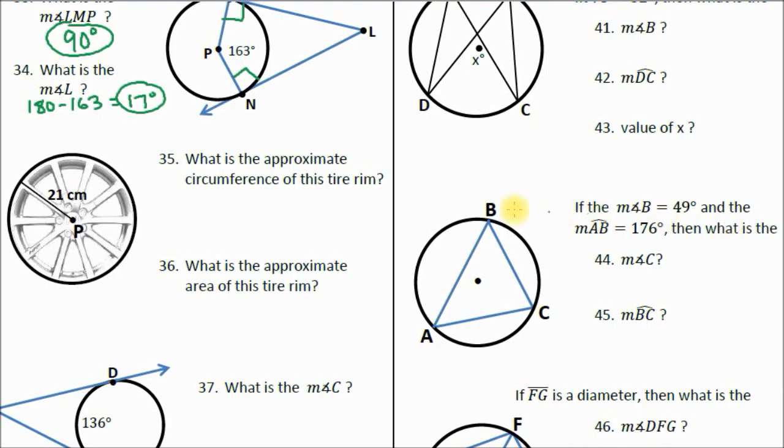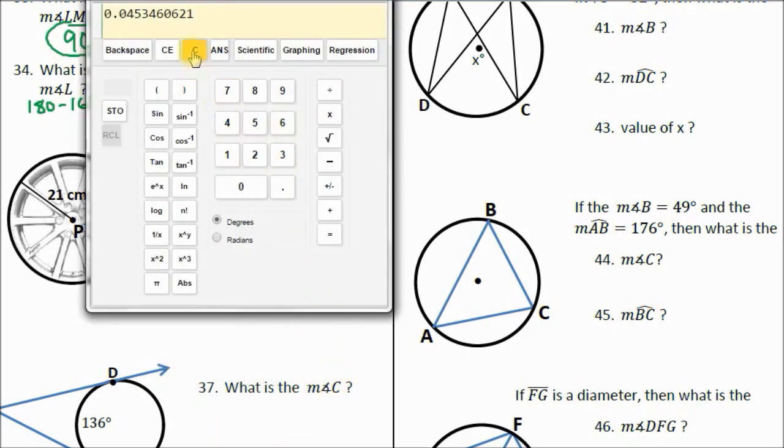Question number 35. What is the approximate circumference of this tire rim? We're looking for the length around the outside. We know that the formula for circumference is 2 pi r, so that's 2 pi, looks like our radius is 21, and that's equal to 42 pi. We're going to go ahead and put that in our calculator. I'll do that here. 42 pi, or 42 times pi.